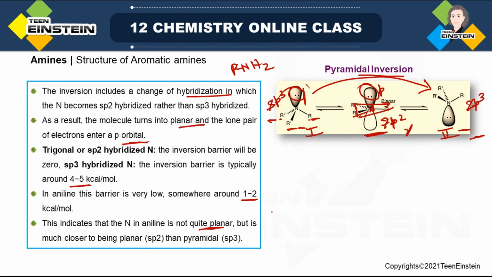If you compare inversion in case of an aliphatic amine, there is a 4 to 5 kilocalorie inversion barrier energy required. In aniline, this inversion barrier is low. That means the chance that it will remain in sp2, that chance is now increased. So in case of an aromatic amine, if I ask what the hybridization is, it is not exactly sp2, it is not exactly sp3, but it is something close to sp2. Fine.